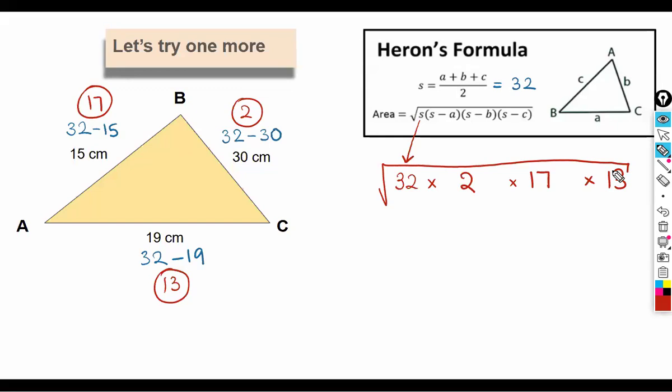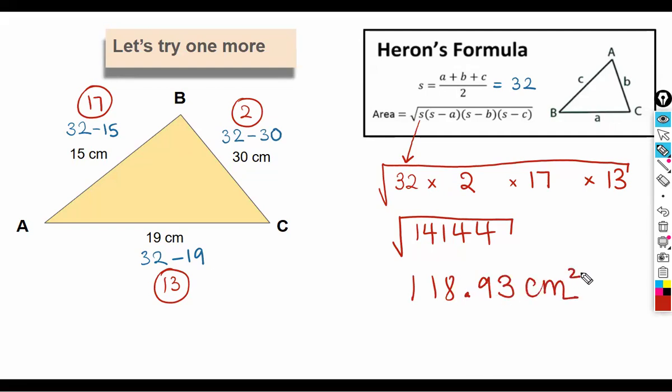So 32 by 2 by 17 by 13. I'm getting 14144. And what do we have to do with that answer? Square root it. Let's see if you guys had it correct. After you square root it, you get 118.93 centimeters squared. Make sure you physically see it on your calculator.